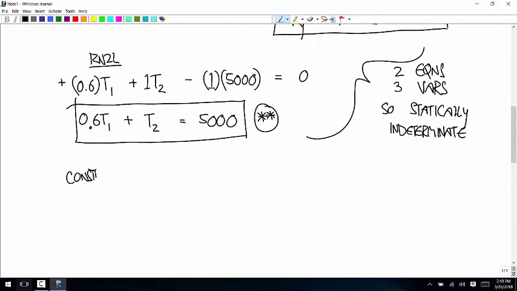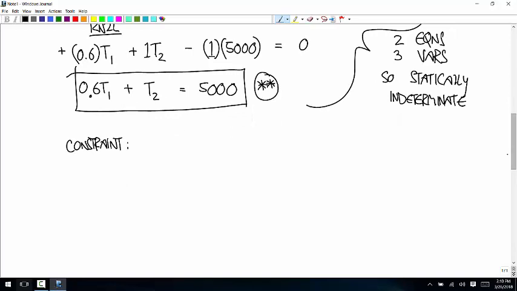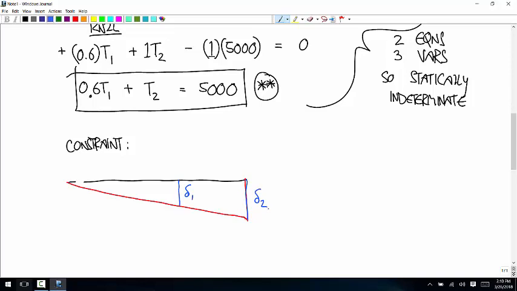So the constraint. If this is the initial position, the deformed position has to be this, where this is going to be delta 1, this is going to be delta 2. This is a right triangle.